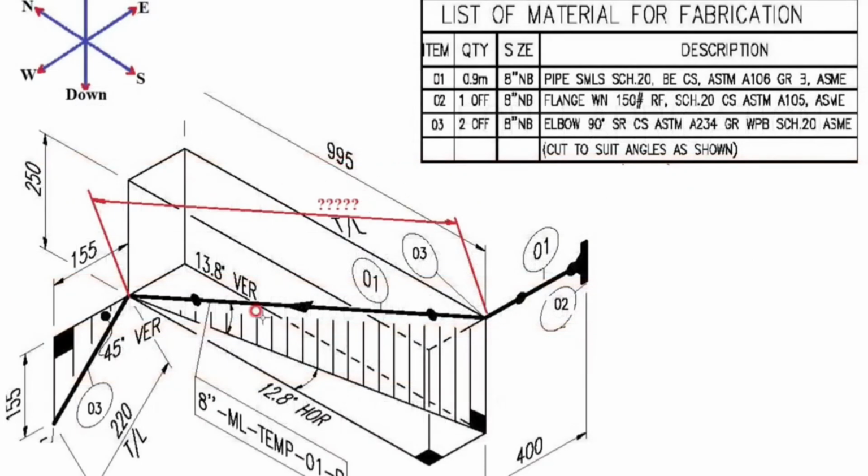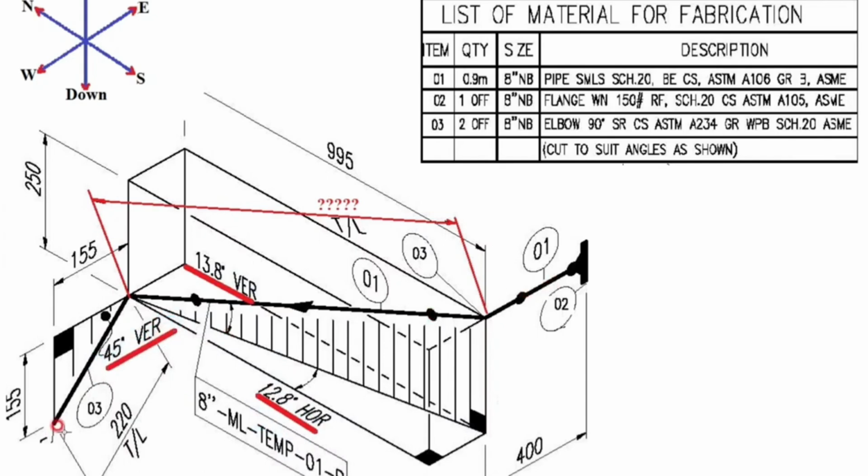Let's try to read the pipe isometry correctly. There are 3 turns in the pipe drawing. These are 13.8 degrees vertical, 12.8 degrees horizontal, and 45 degrees vertical turns.